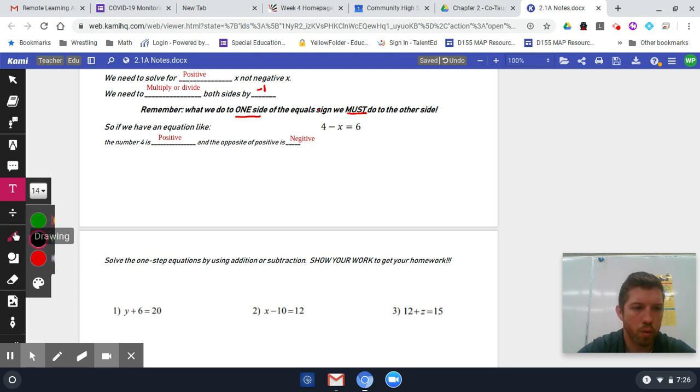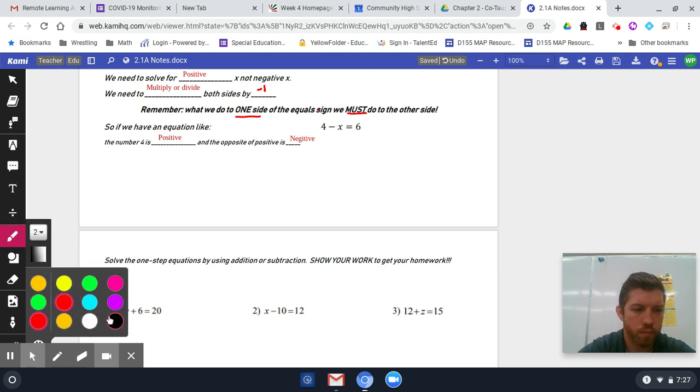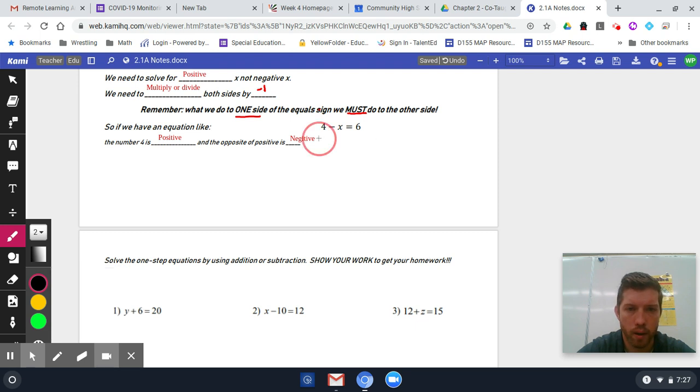Well, the first thing we're going to want to do here is subtract 4 from both sides. Subtract 4. Draw a line, subtract 4.